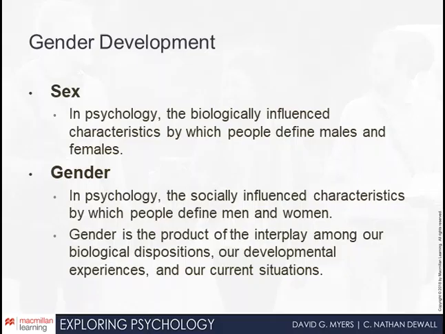We start off by going over a couple of terms. Sex: in psychology, the biologically influenced characteristics by which people define males and females, the biological fact of sex. Gender: in psychology, the socially influenced characteristics by which people define men and women. Gender is the product of the interplay among our biological dispositions, our developmental experiences, and our current situations.